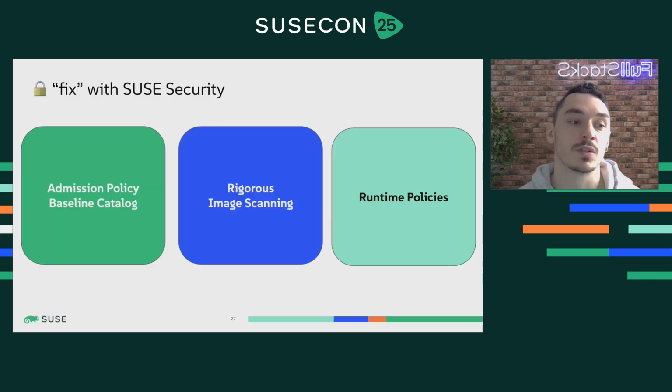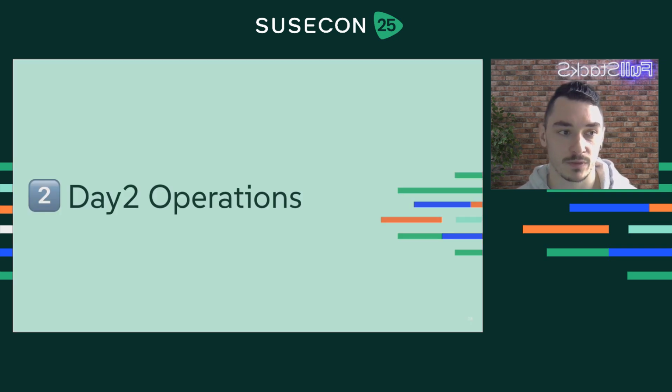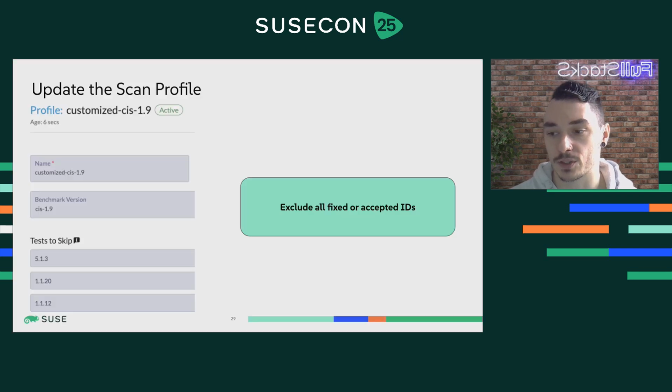Now, by using SUSE Security with admission control, best case with an already established baseline catalog of controls, rigorous image scanning, and making use of the full capabilities of runtime security and network policies, if you will, you can definitely implement most, if not all, of the warnings and findings that were still left that couldn't be fixed in the RKE2 config. So, having said that, how about day 2 operations?